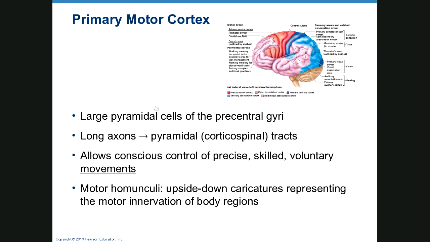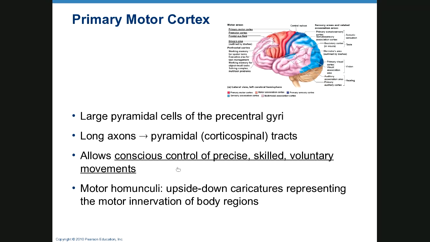Okay, the primary motor cortex has the large pyramidal cells of the precentral gyri right here, and very long axons. These are our corticospinal tracts from the cortex down to the spine. They're also called pyramidal tracts, and these allow conscious movement, control of movement.